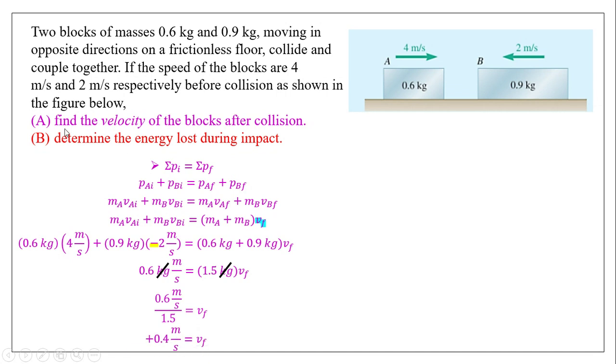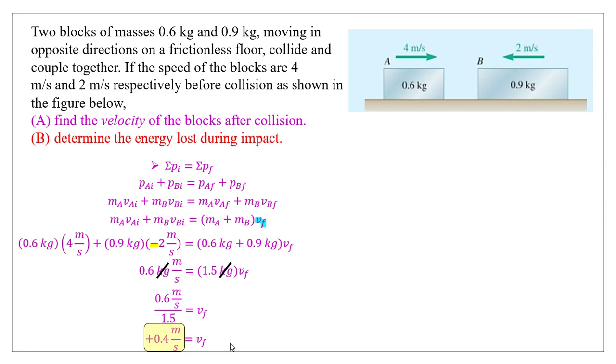But the wording here in part A uses the term velocity. Because it is velocity, I do need to provide a direction in my final response. So it would be positive 0.4 meters per second. After the collision, the system will actually continue moving to the right at a slow rate of 0.4 meters per second. All right, let's do part B.